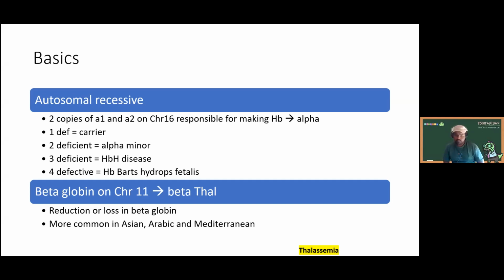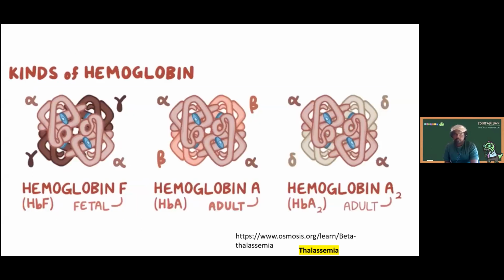In terms of beta globin, that's on chromosome 11, and that's what really results in beta thal. So you either have a reduction or a loss in beta globin. And this is the one that's more common in Asian, Arabic, and Mediterranean children. So this is really looking again at the types of hemoglobin, just remembering that fetally, you've got your gamma and alpha chains, and then in the adult, you're moving to beta and alpha chains.